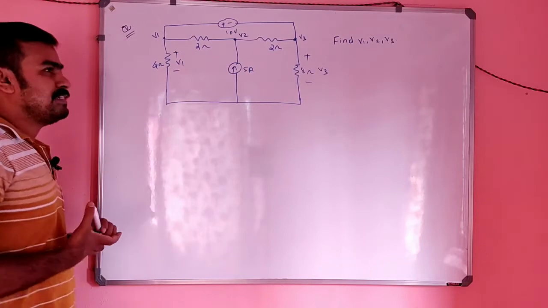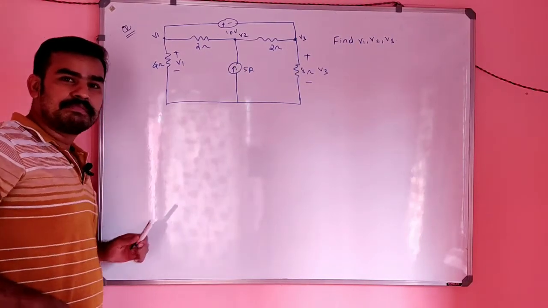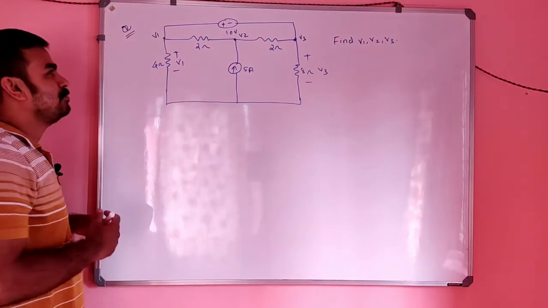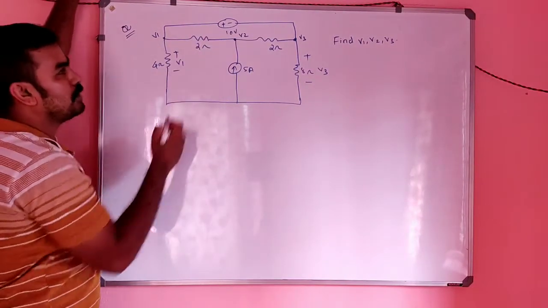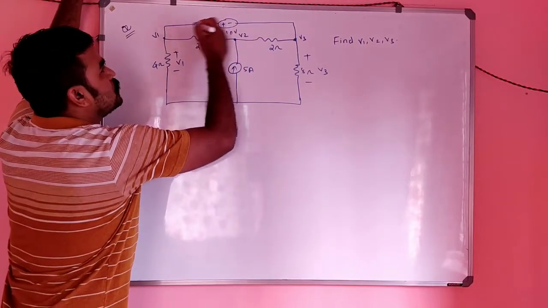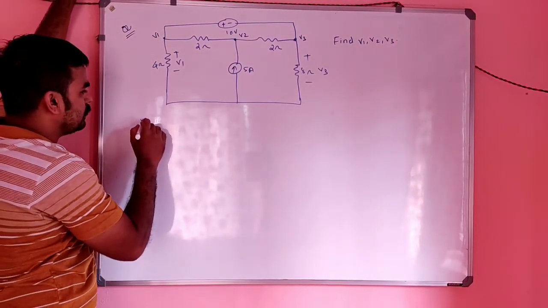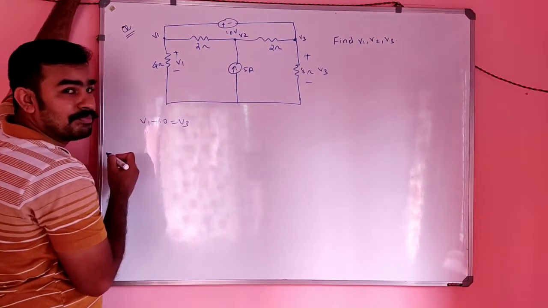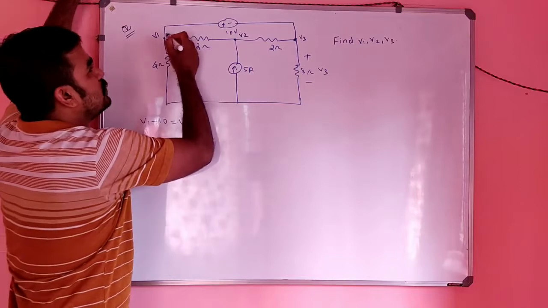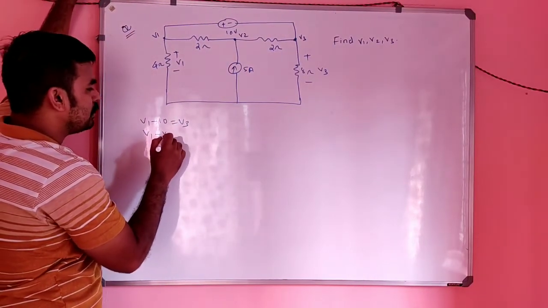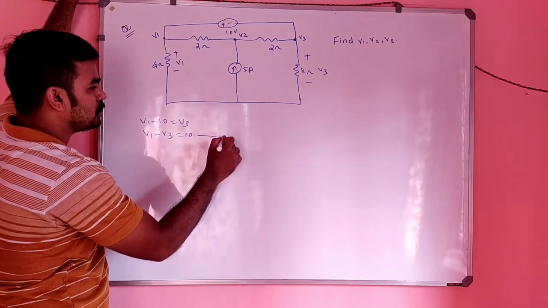So what is the first step? How is the super node formed? Let's see. I am moving from here to here, in this way: V1 minus 10 equals V3, or simply V1 minus V3 equals 10. That will be equation number 1.